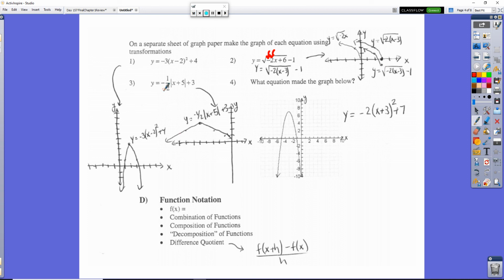Number 3 is an absolute value. It's going to be upside down. It's going to be vertically stretched by a factor of 1/2, which actually means it's shrinking. It's being moved left 5 and then up 3. So this is what your final picture should look like for that one.